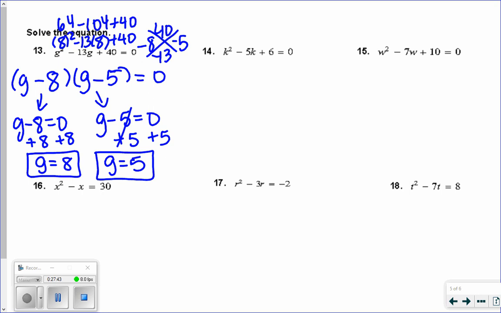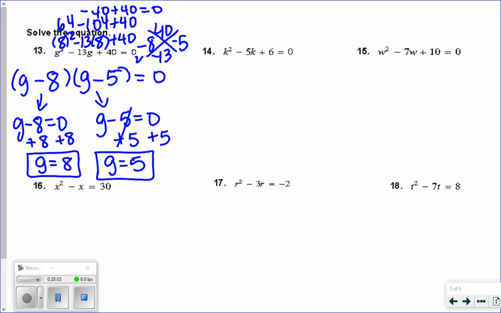Okay. And if I do 64 minus 104, that happens to be a negative 40. And then negative 40 plus 40, hey, guess what? That's 0. Ding! It works. It's awesome. Math is amazing. Okay, let's try one more. Let's try number 15. Let's skip over to that one.